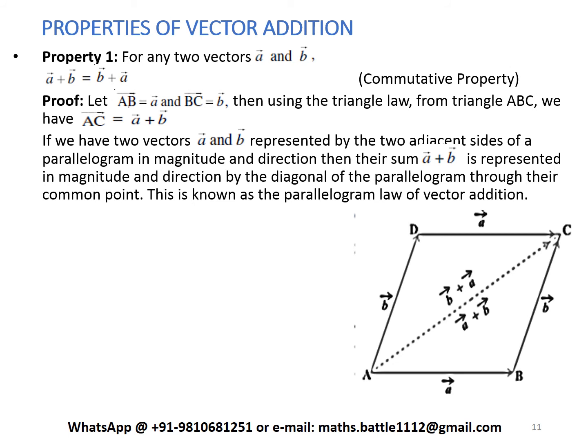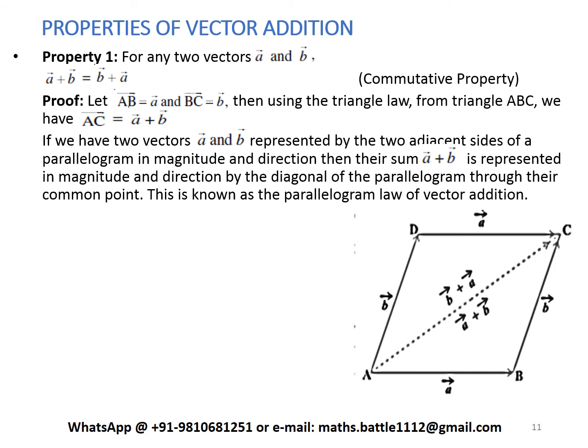And the parallelogram property: if you look at the parallelogram ABCD, if we have two vectors A and B represented by the two adjacent sides of a parallelogram in magnitude and direction, their sum A plus B is represented in magnitude and direction by the diagonal of the parallelogram through their common point. This is known as the parallelogram law of vector addition.